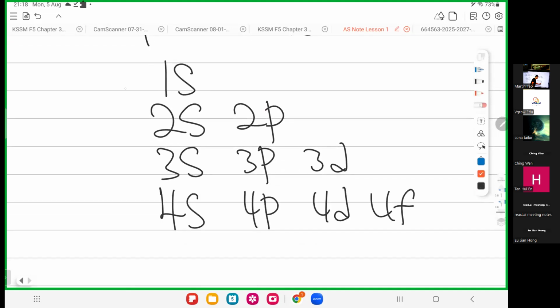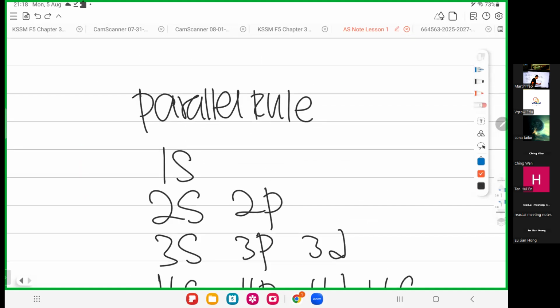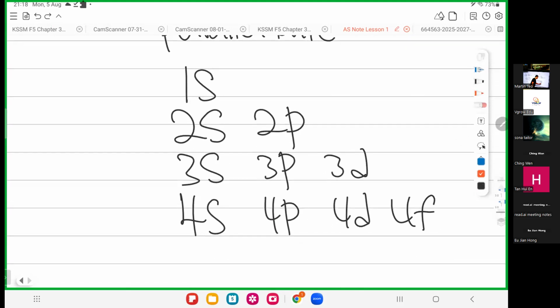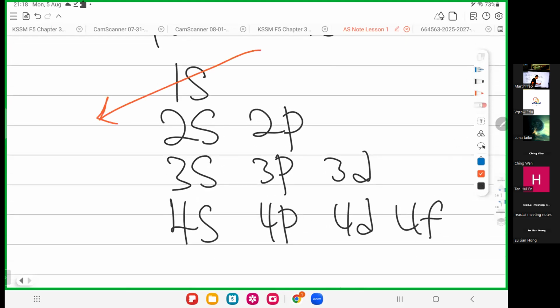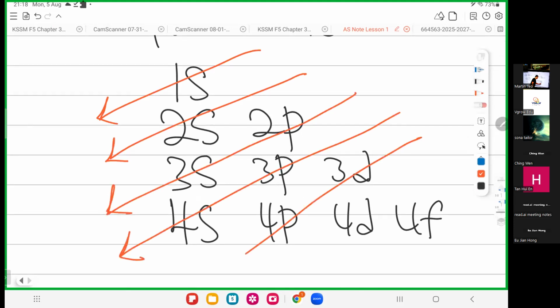So I want you to write this down first. Then I want you to draw parallel lines, like this. Is it okay? Okay, so what does this parallel line tell you? The sequence of how you fill in electrons.